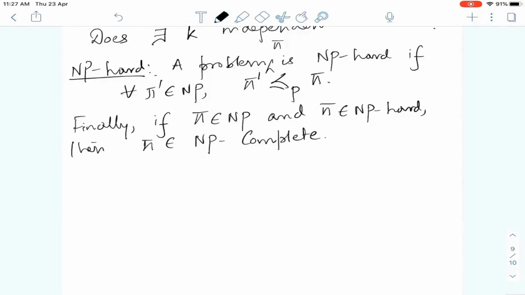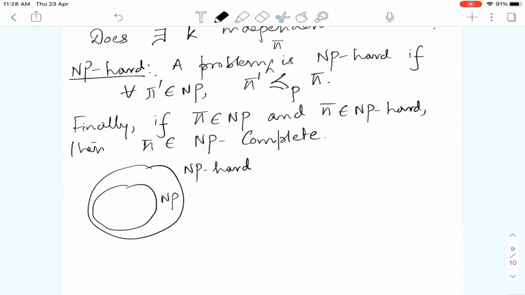So the picture somehow looks like that. Here is your set NP hard. This is your set NP. And then this is your set P. There are problems which are not in NP. But if both these are satisfied, then we say that this is NP complete.